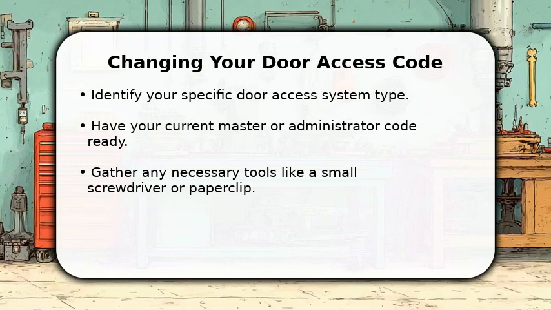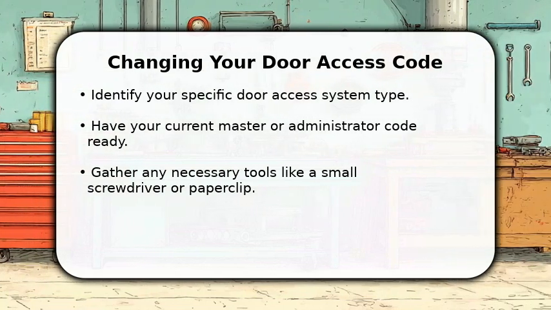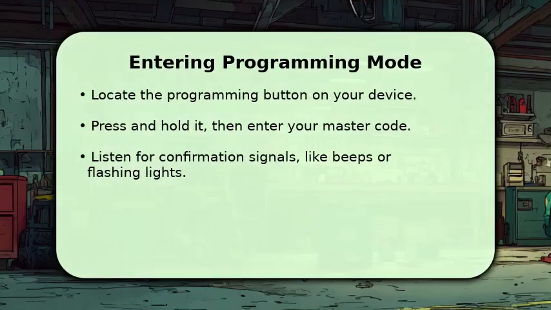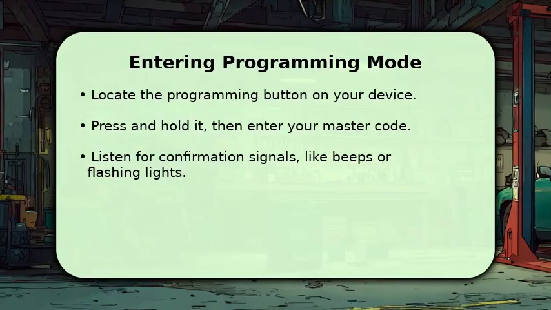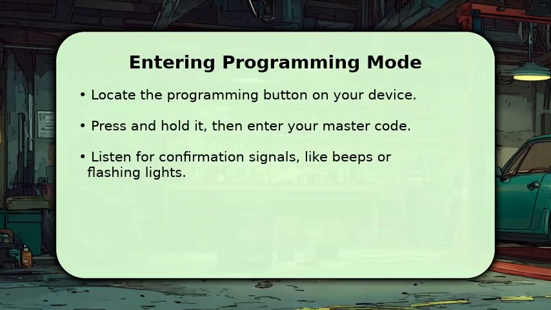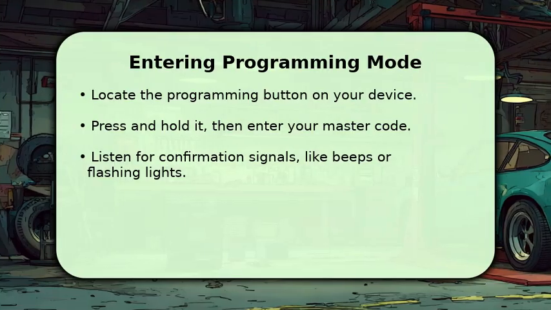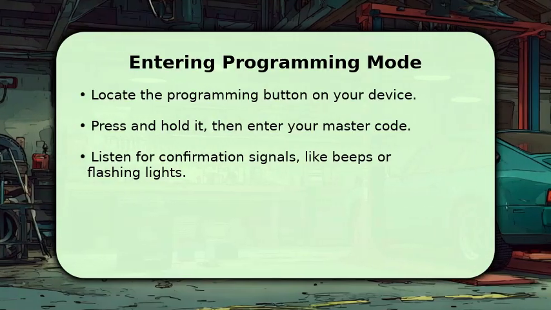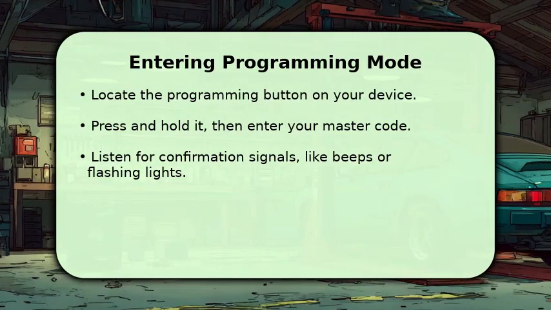Begin by ensuring the door is unlocked and slightly ajar for safety. Now let's enter the programming mode. On most keypads, you will find a small programming button located either inside the battery compartment or on the back panel. Press and hold it for 3 seconds.